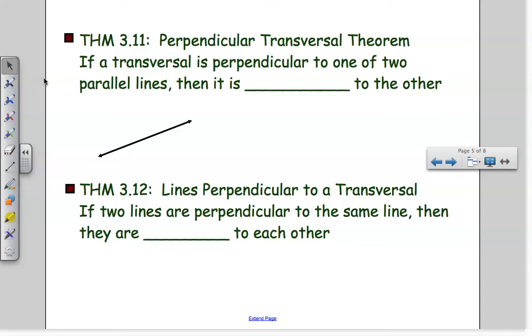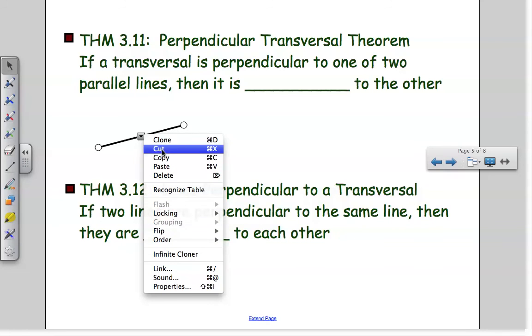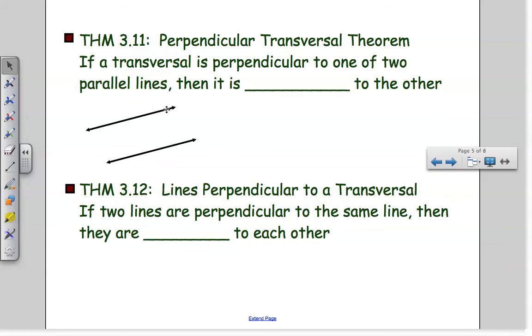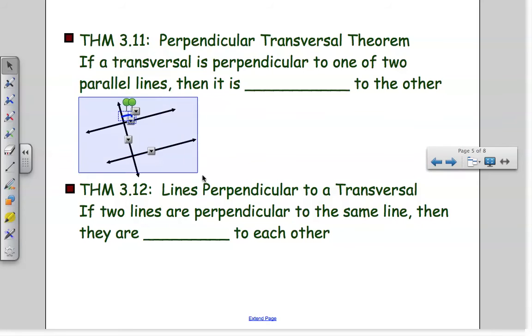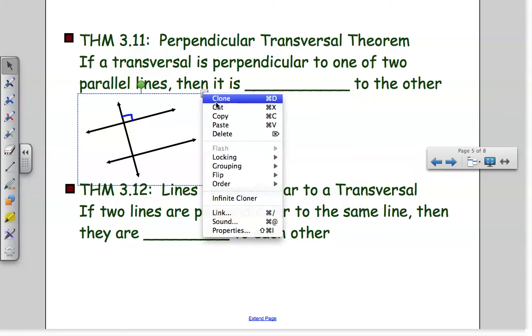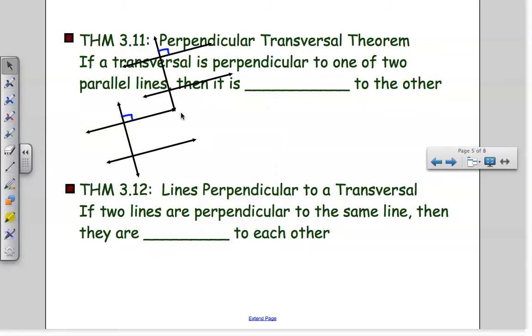So why don't I create parallel lines? I'm going to copy and paste this just so I know it's going to be parallel. And let's see, we have a transversal being perpendicular, so I'm going to make this look perpendicular to one of two parallel lines. Okay, so it's perpendicular to that one. And I'm going to group all this. There we go. And I'm going to copy and paste here.